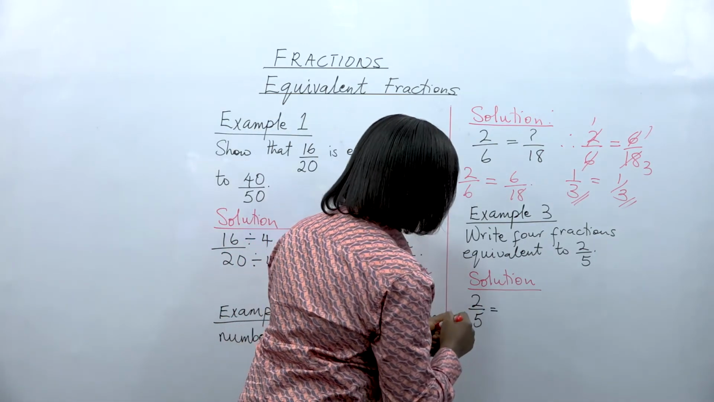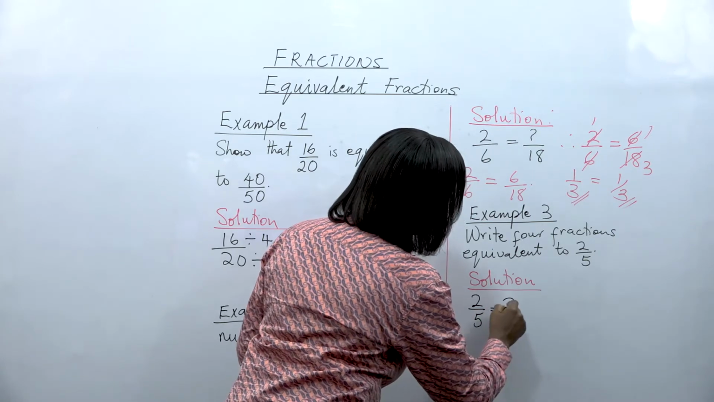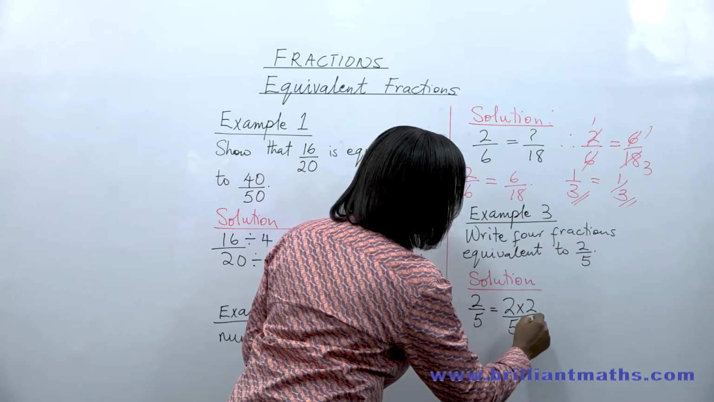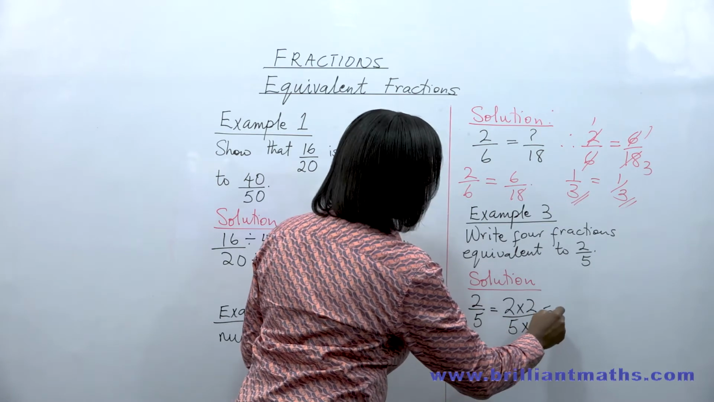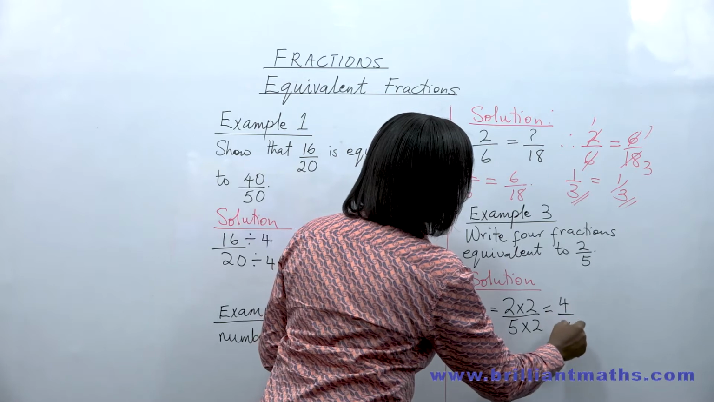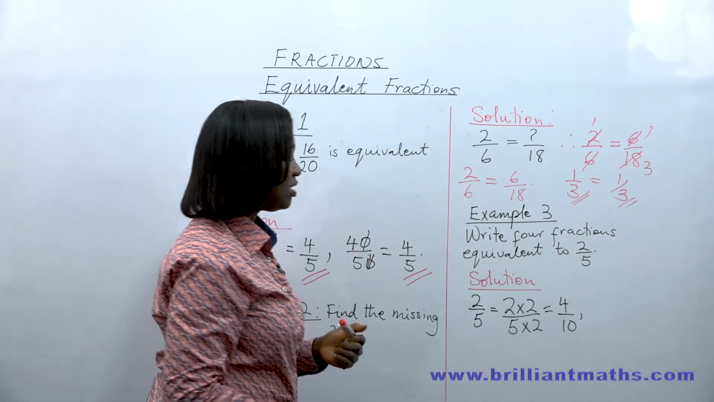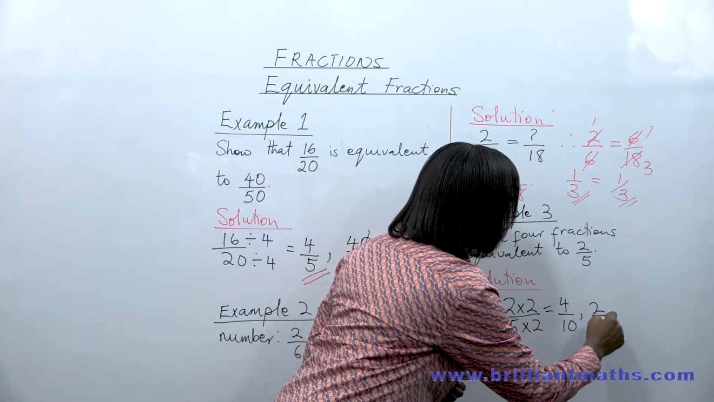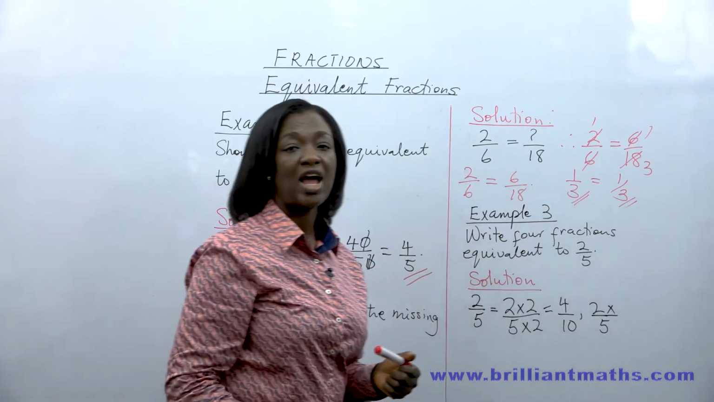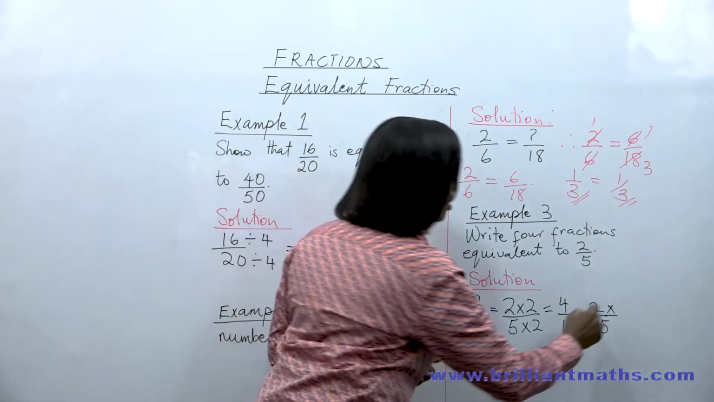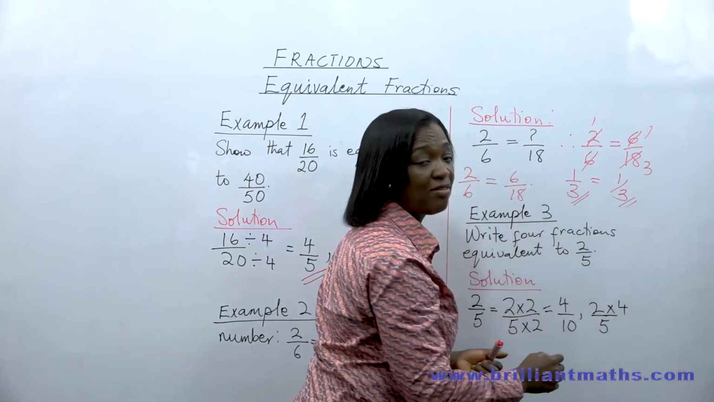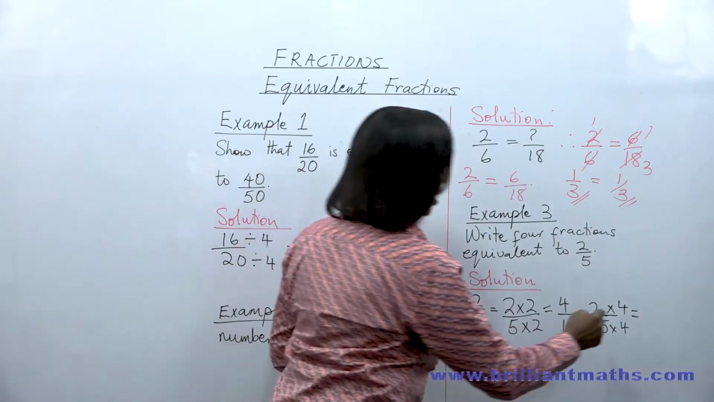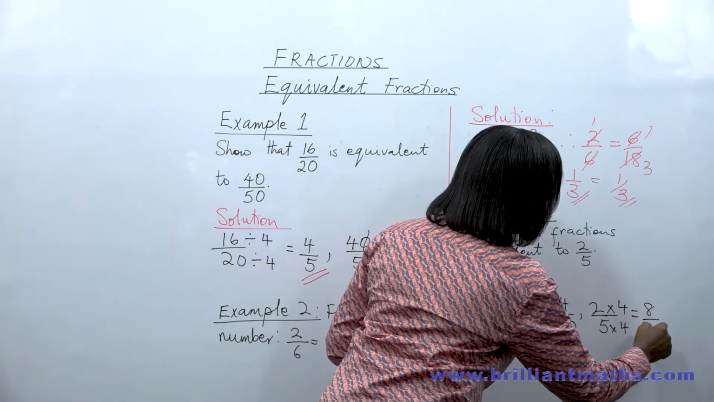So let's go. We could start with 2. 2 times 2 over 5 times 2. That will give us 4 over 10. Next, 2 over 5. We could do 2 times 4 over 5 times 4. 2 times 4 is 8. 8 over 20.